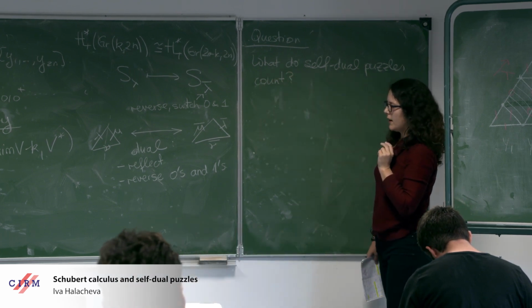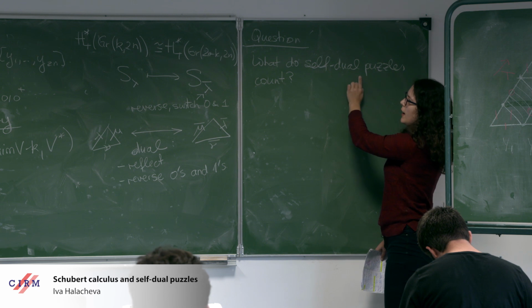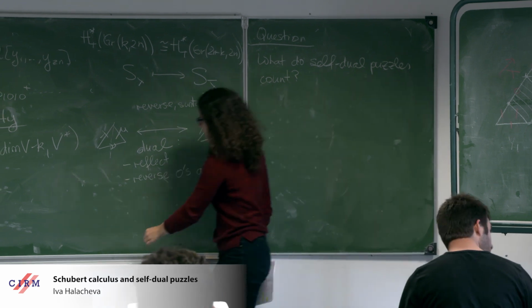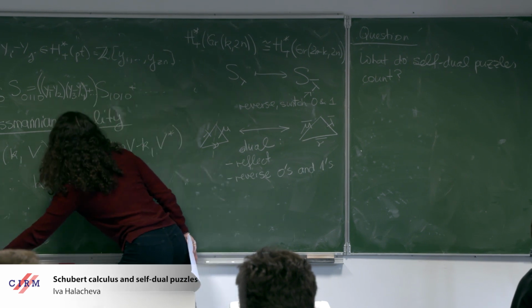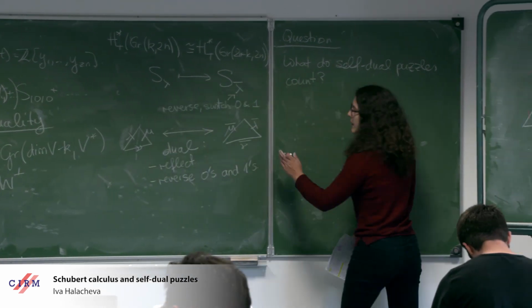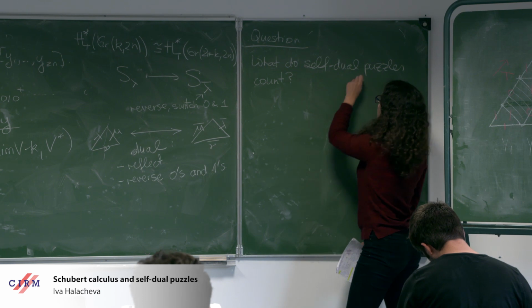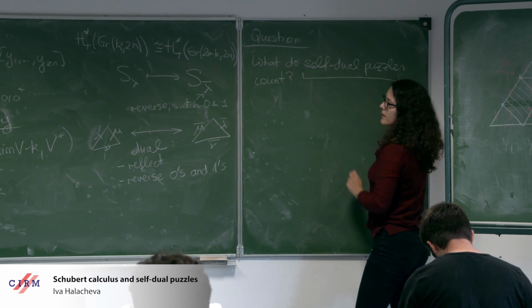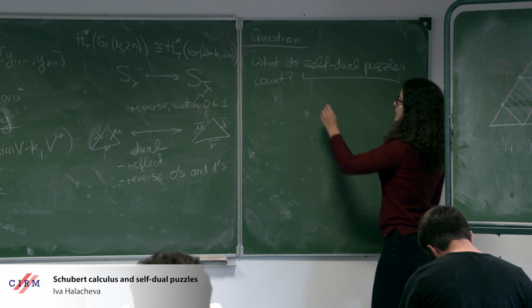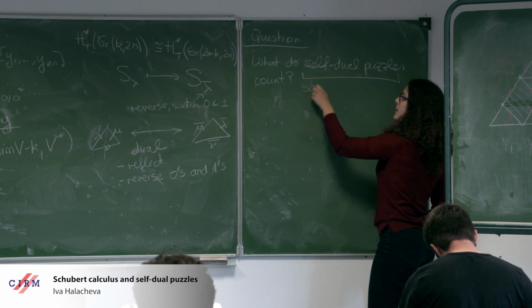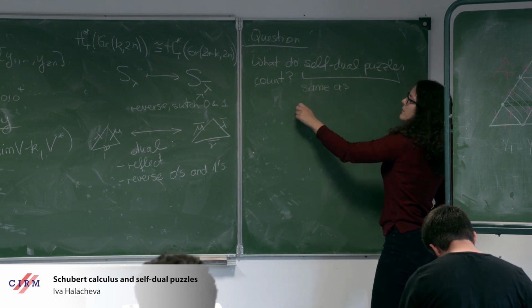OK, and for the rest of the talk, I will use the simplification that if we have a self-dual puzzle, we can really only worry about half of it. So since it's self-dual, 1/2 determines the whole puzzle. So this is the same as half puzzles.